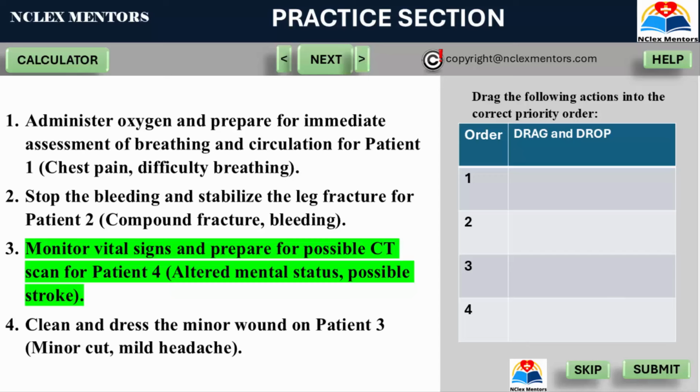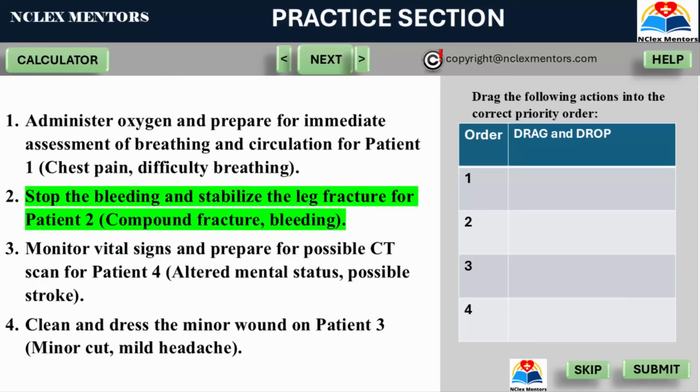While their airway and breathing seem stable, their circulation, blood flow to the brain, is the primary concern. A stroke requires immediate intervention to restore circulation, which may involve thrombolytic therapy or surgical intervention. According to Maslow's hierarchy, ensuring basic physiological needs, like brain oxygenation, is the top priority. So monitoring vital signs and preparing for further tests, like a CT scan, is crucial here.